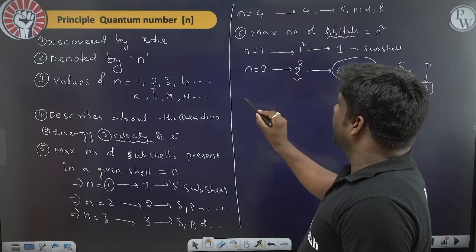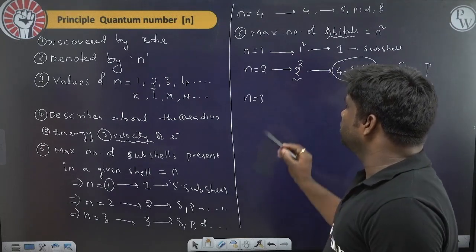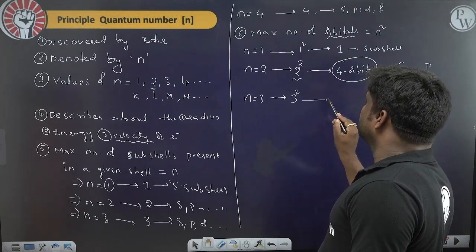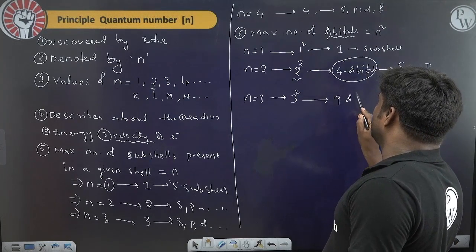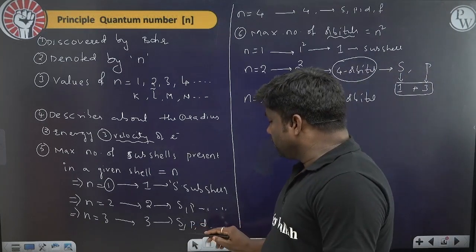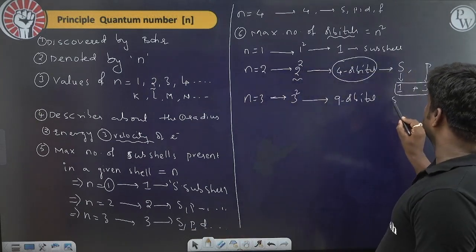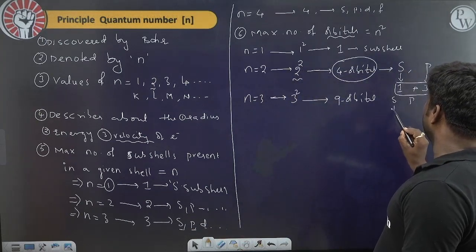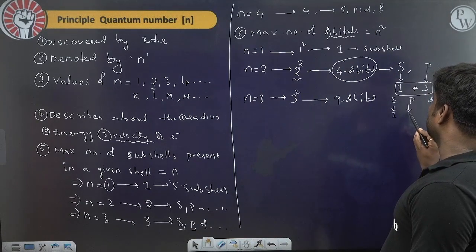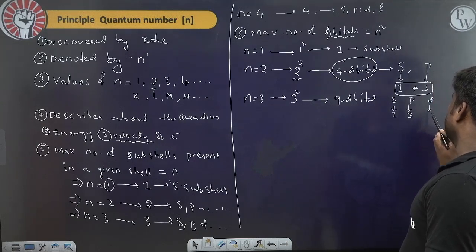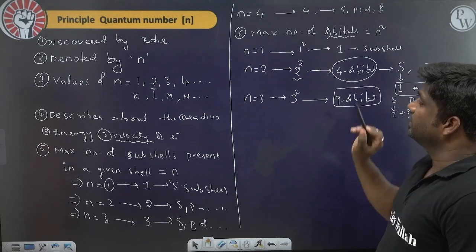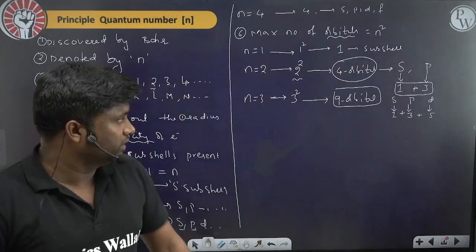second shell. And if an electron is present in the third shell, then the number of orbitals present is 3 square, which means 9 orbitals. What do you have in the third shell? The s, p, d subshells. How many orbitals in the s subshell? 1. In the p subshell? 3. In the d subshell? 5. 1 plus 3 plus 5 is equal to 9 orbitals.